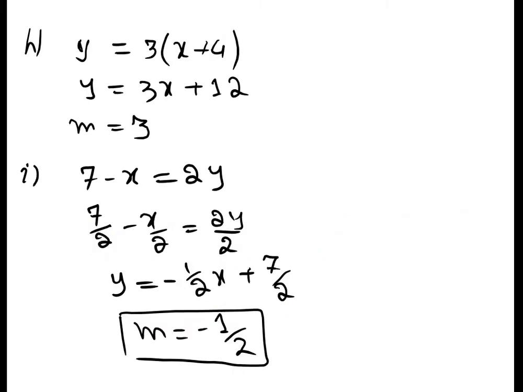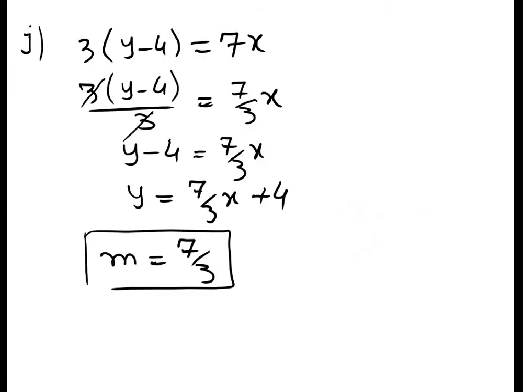Again, you are given an equation, you simplify it, the slope is 3, the coefficient of x. Again, another equation, we need only y, so we divide both sides by 2 to find just y. So this is equals to 7 over 2 minus x over 2 is equals to y. We can write this in this form, they're both the same things.